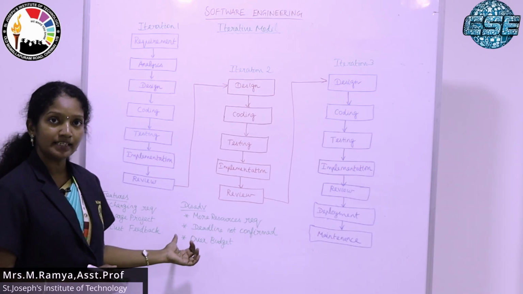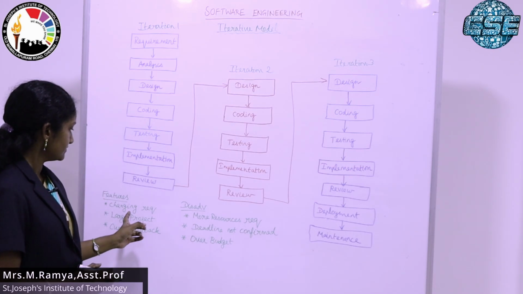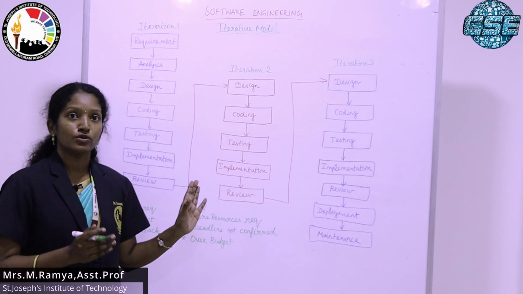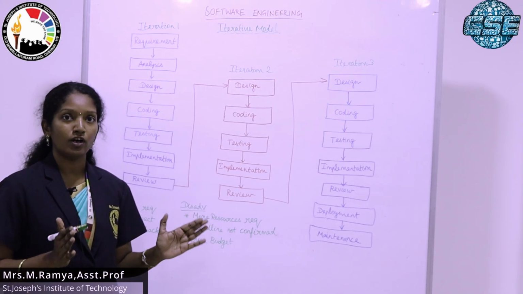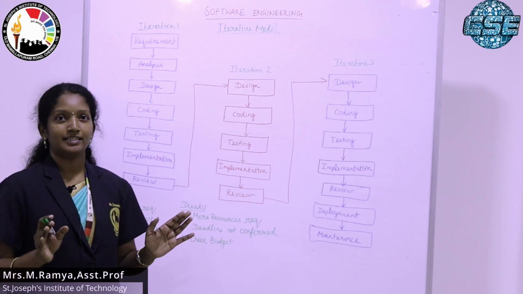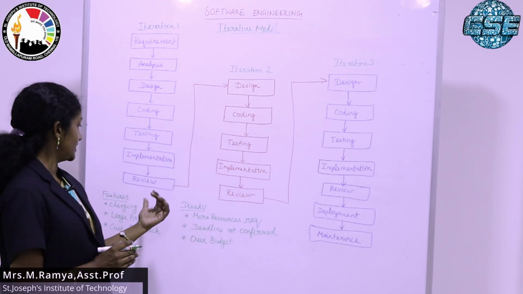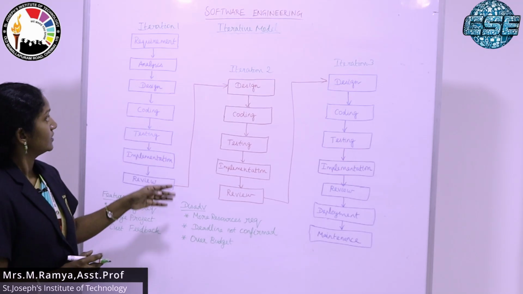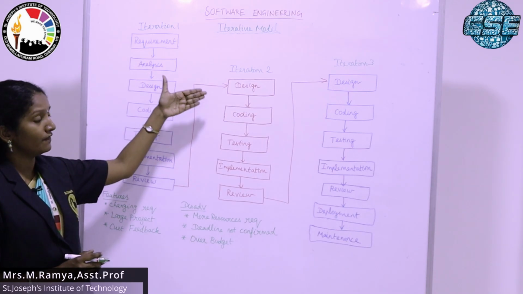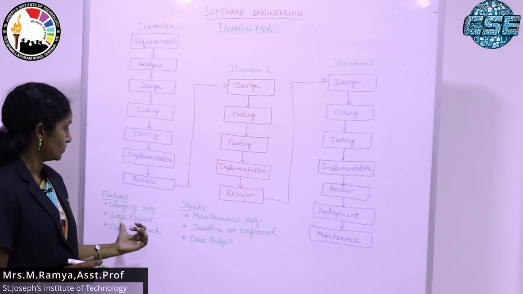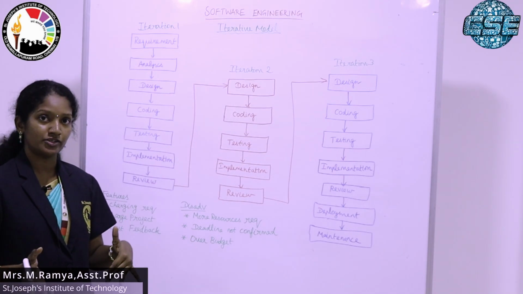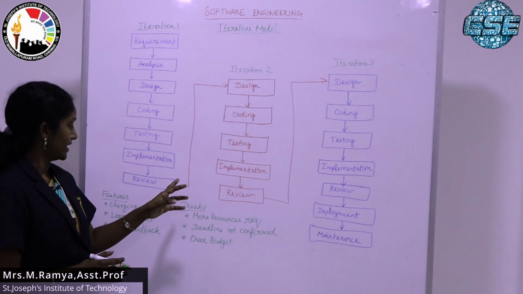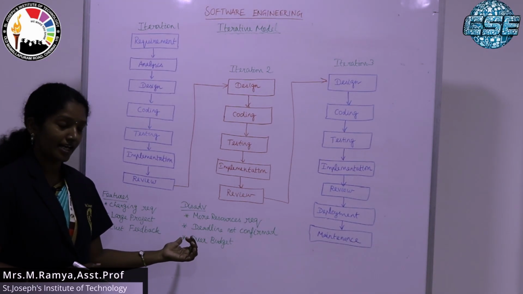And the next one is, let us see the features of the iterative model. Here the first and most important feature is changing requirements. I already told you that in the waterfall model, the requirement cannot be changed. It is a fixed requirement, but this is just the opposite of the waterfall model. Here you can change the requirement, so that is why we have many iterations. And the next one is, it can be used for large projects. The waterfall model can be used for small projects, while this iterative model can be used for large projects.